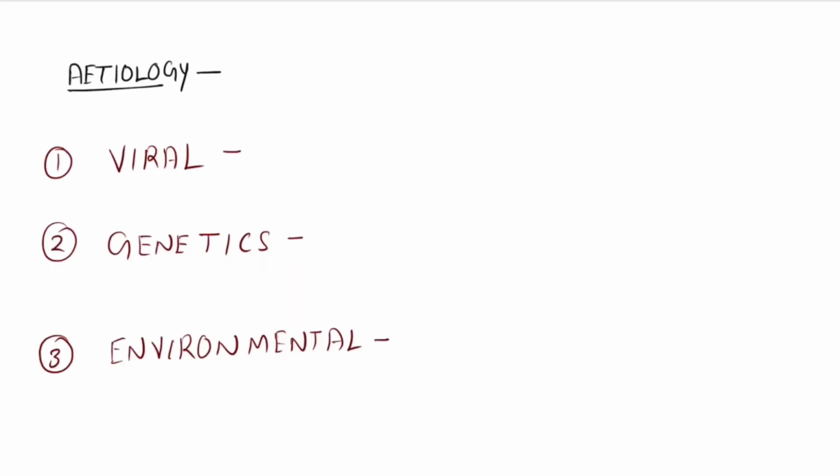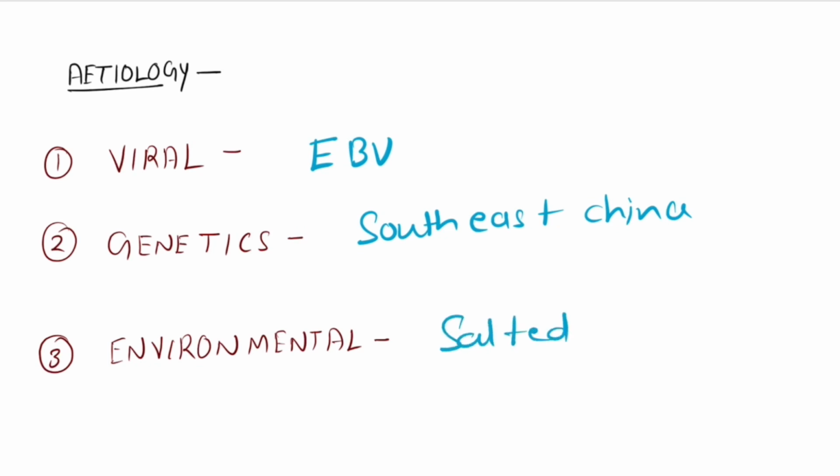What's the etiology of tumors of the nasopharynx? Just remember 3 words: viral, genetics, and environmental. In them, you have to remember just one word each. If it's viral, the cause is EBV, Epstein-Barr virus. If it's genetics, remember Southeast China. And in environmental, just remember salted fish. Remember this much only.